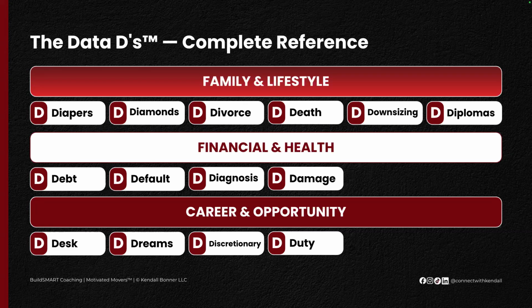Now, I personally am not fully convinced yet, but I've had enough agents tell me they've seen people buy or sell because of their pet. So I can't completely rule it out. But you tell me what you think in the chat if you think dog should be the 15th data D. Because if you are a dog lover and you've ever turned down a home because it did not have the right yard, or maybe it didn't have a fence or something along those lines, maybe you also understand. So I'm still deciding on dog, but what I'm not deciding on are these 14. So these are yours. Take a screenshot. You have 14 reasons why people move and why people transact in real estate.